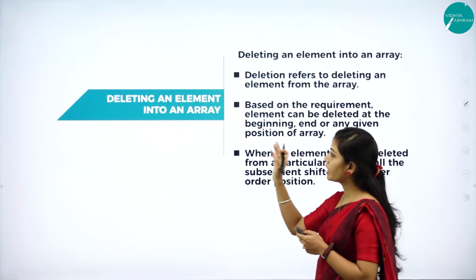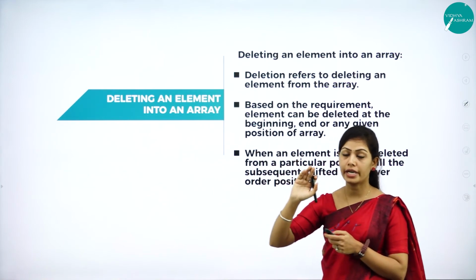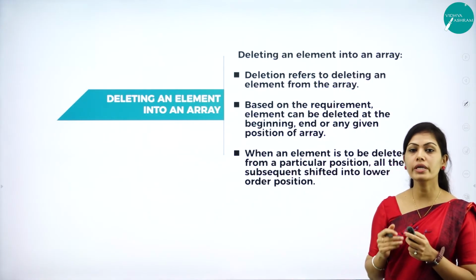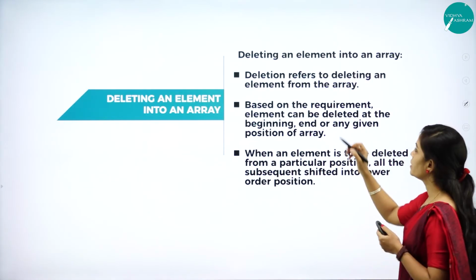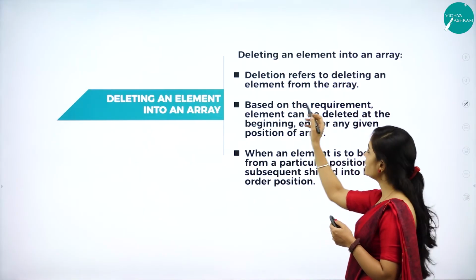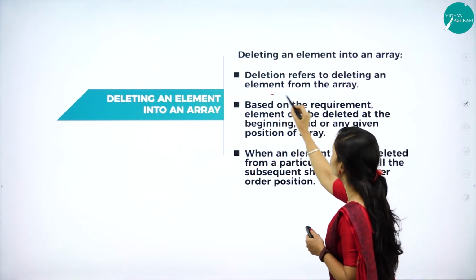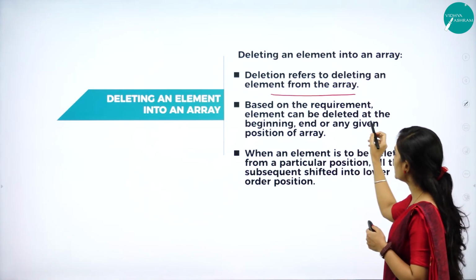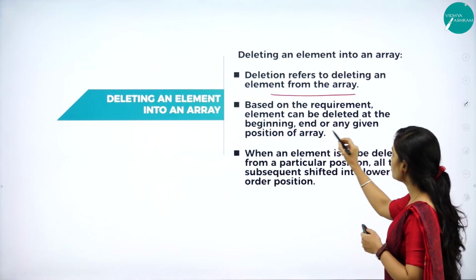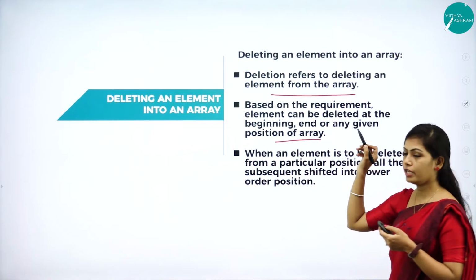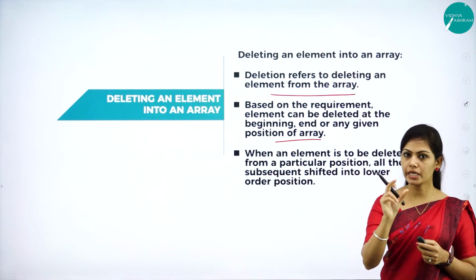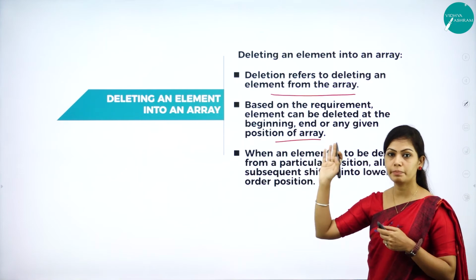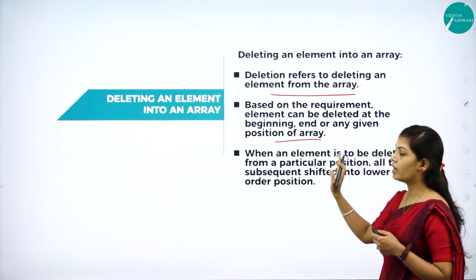So the next operation is deleting an element from an array. So what do you mean by deleting? Deleting means removal of an element, removing an element from the array. Deletion refers to deleting an element from the array. Based on the requirement, an element can be deleted at the beginning, end or any given position of the array. If you want to remove the beginning element, you can delete it, or the end element, or a given position; it depends upon the position in the array.